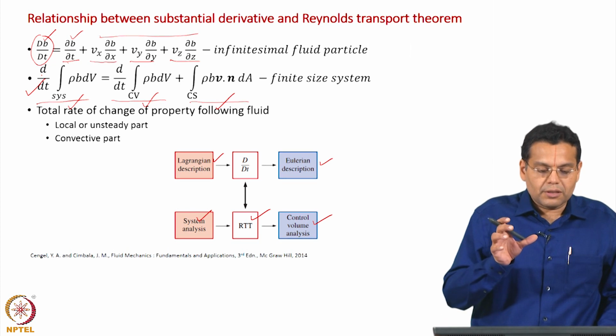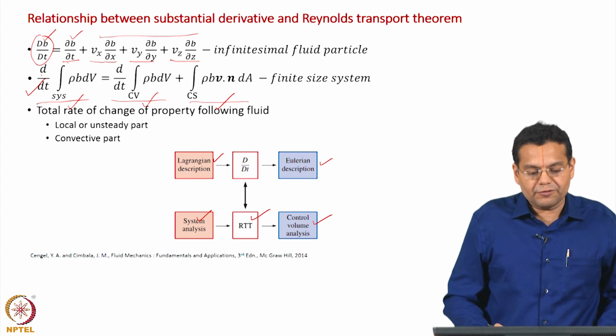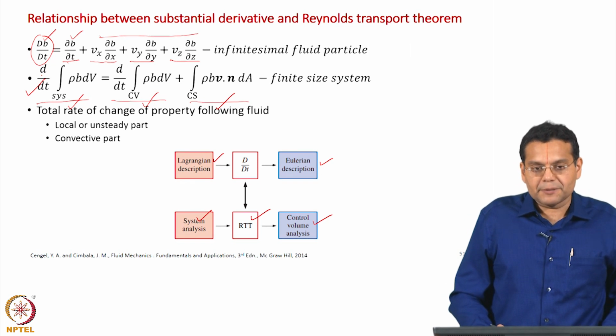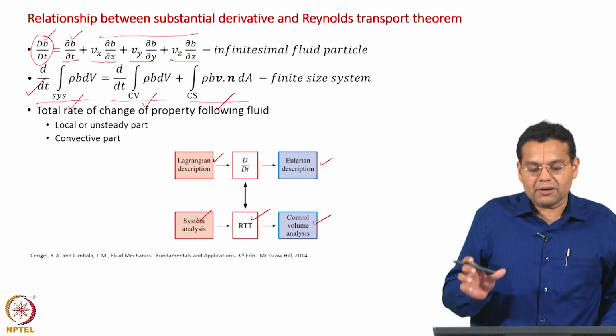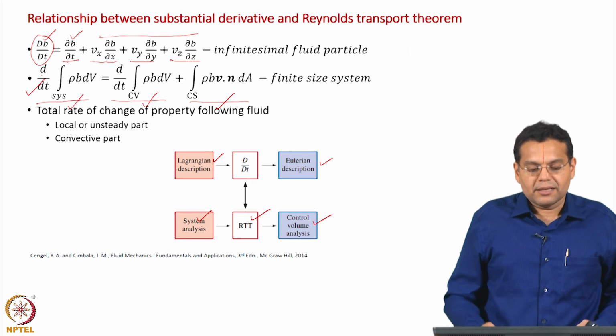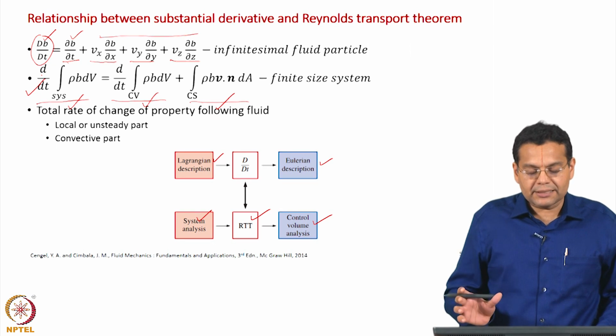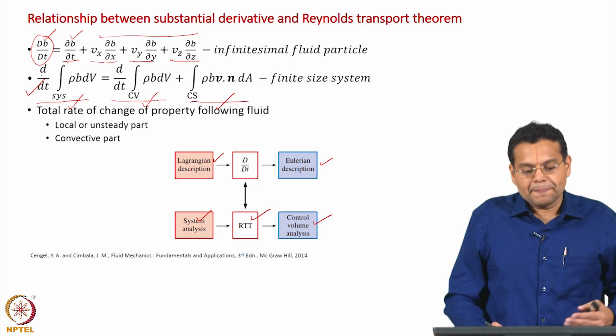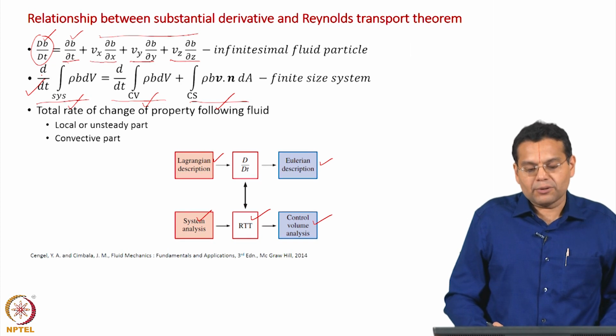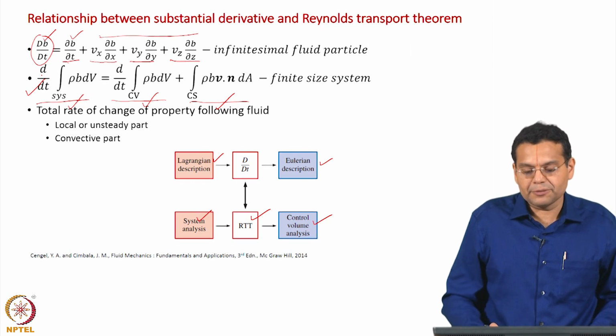So, both in terms of description, that is the left hand side is for Lagrangian and right hand side is for Eulerian in both the cases, substantial derivative and Reynolds transport theorem. Not alone that, in the right hand side even the two contributions are analogous. What are they? The unsteady part, the local part and convective part. Now, what is the difference between these two?